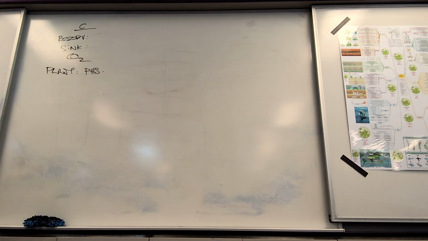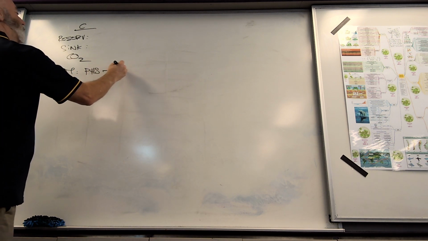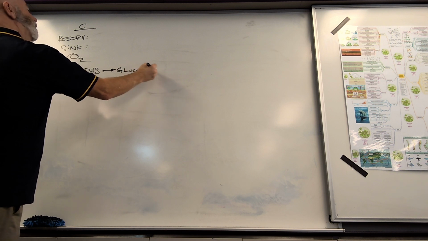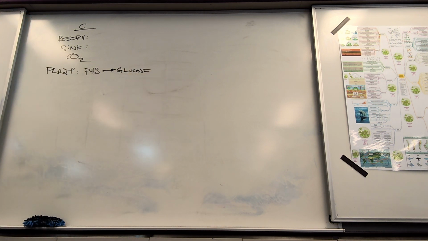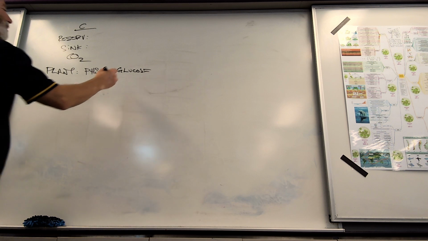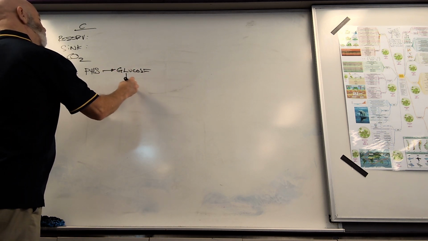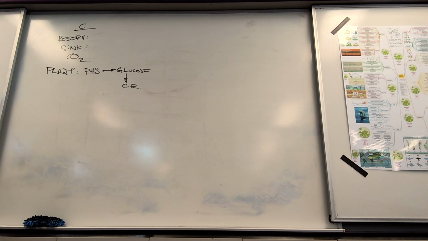What does it turn the carbon dioxide into? Glucose. What does a plant use the glucose for? Energy. ATP. Cellular respiration. Thank you. And then the glucose is used for cellular respiration. So it's put back into the atmosphere due to cellular respiration.